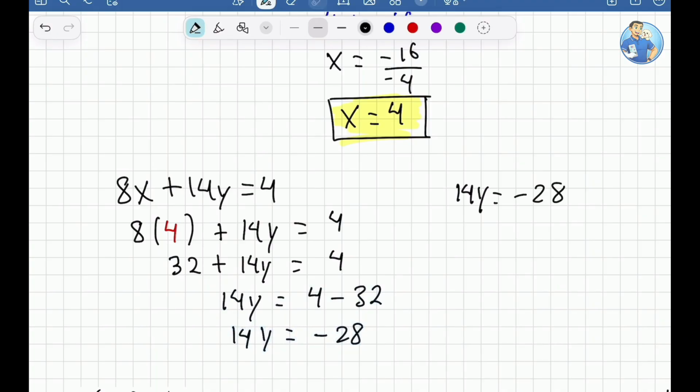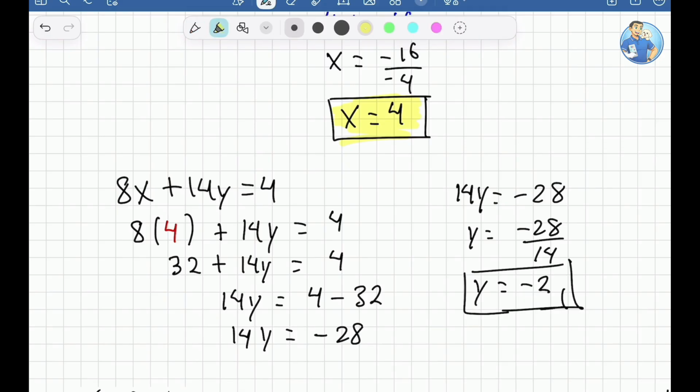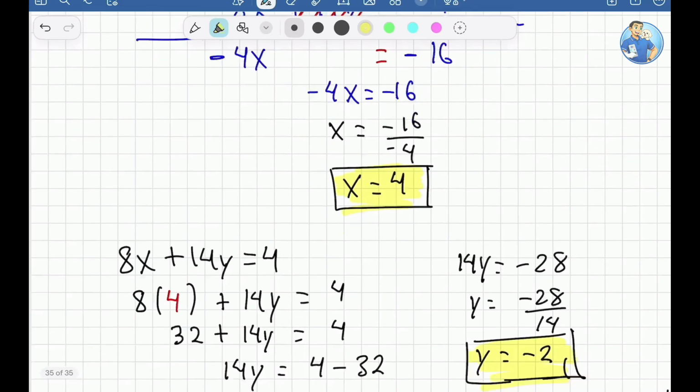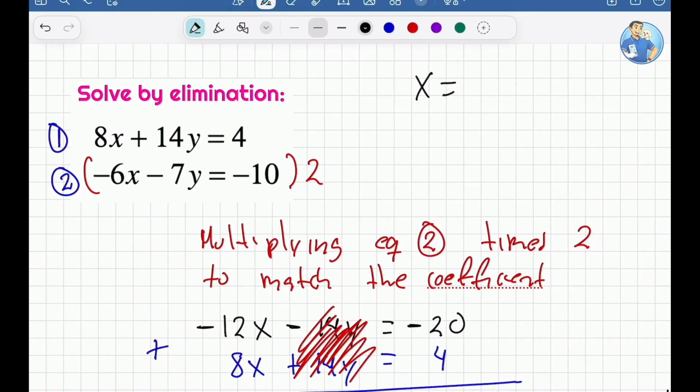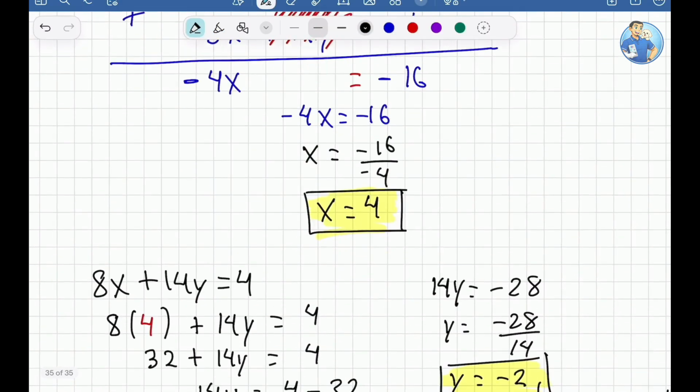Again, we are going to perform the opposite operation. This 14 is multiplying, so if we need to remove this 14, it has to be dividing. So we have y equals minus 28 divided by 14. And this is easy peasy. This is clearly a negative 2. And that's it. So now we have the two solutions, x equals 4 and y equals negative 2.